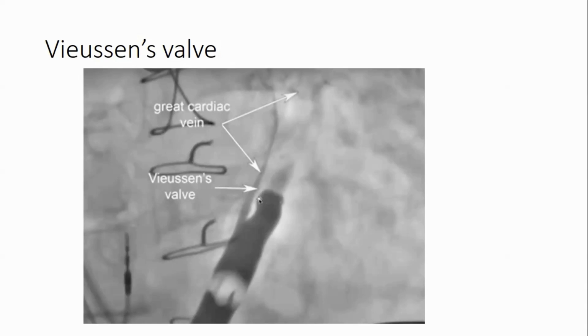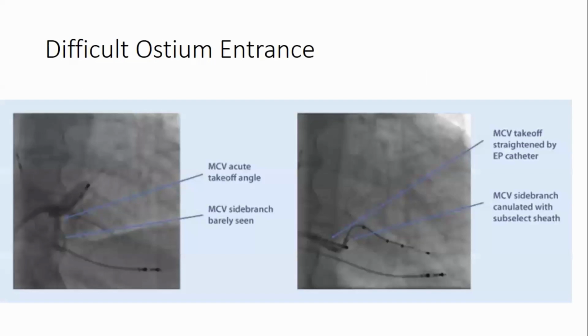As I mentioned earlier, we can use the dilator of the subselect tool, and that can sometimes poke through. Sometimes a wire will go through. So if the J-tip wire doesn't go through, then another wire, like a coronary wire, might advance through. And you can use that to track your guide across. Then often we can have these ostia that come off very early.